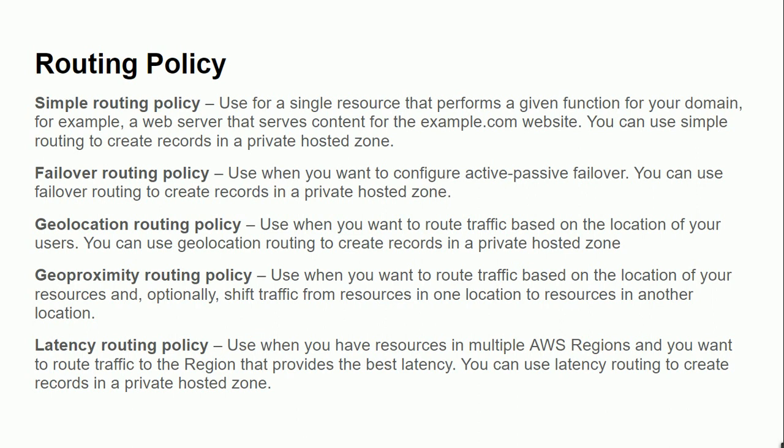And the last one is latency. You use it when you have resources in multiple AWS regions and you want to route traffic to the region that provides the best latency. And you can use latency routing to create a record in a private hosted zone. So these are the different routing policies supported by AWS Route 53.